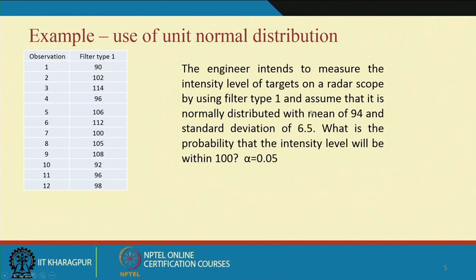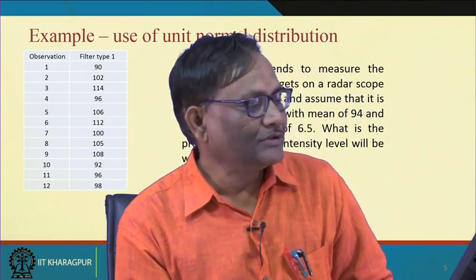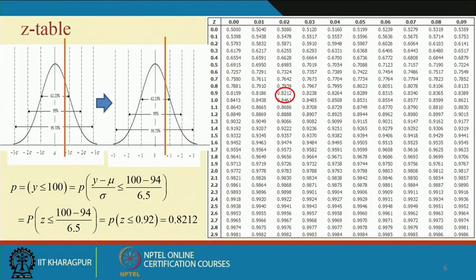Another example. The engineer intends to measure the intensity level of targets on a radar scope using filter type 1, and assume that it is normally distributed with mean 94 and standard deviation 6.5. What is the probability that the intensity level will be within 100, or in other words less than or equal to 100? We will use alpha 0.05. Theoretically, if we see through the distribution, this is mu, this is in the original scale and this is in the z scale.